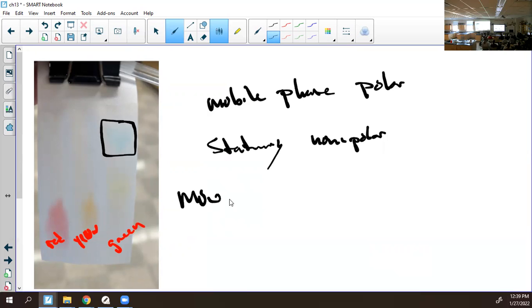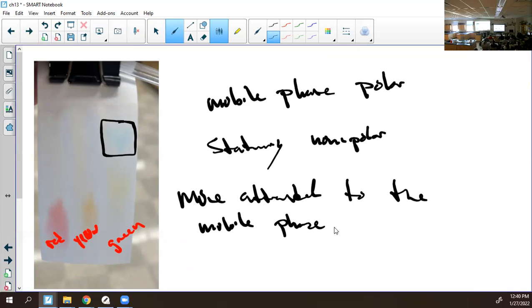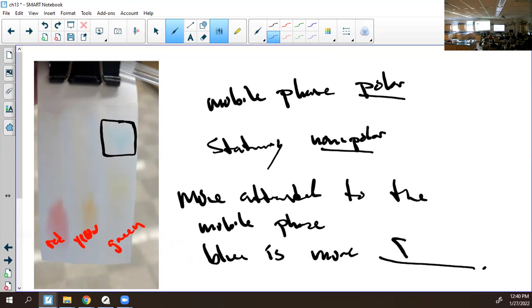It's more attracted to which phase? Mobile. It moved the farthest. Okay, it stayed in the car the longest. So it was attracted to the car more than it was the road. Are you okay with that? It was more attracted to the mobile phase, which we would say then really means blue is more what? Which one would it be? It's more polar. You okay with that?